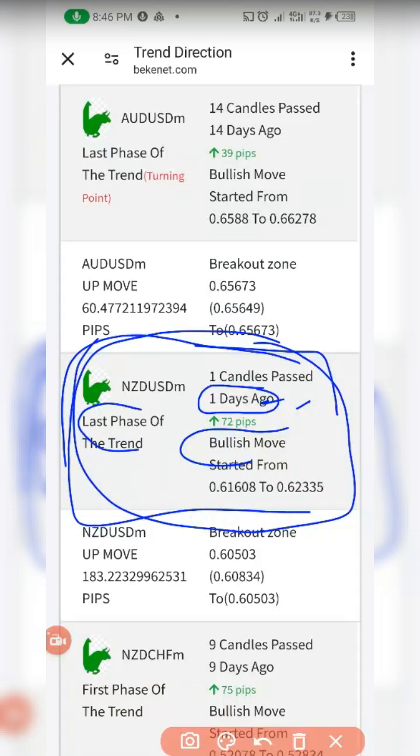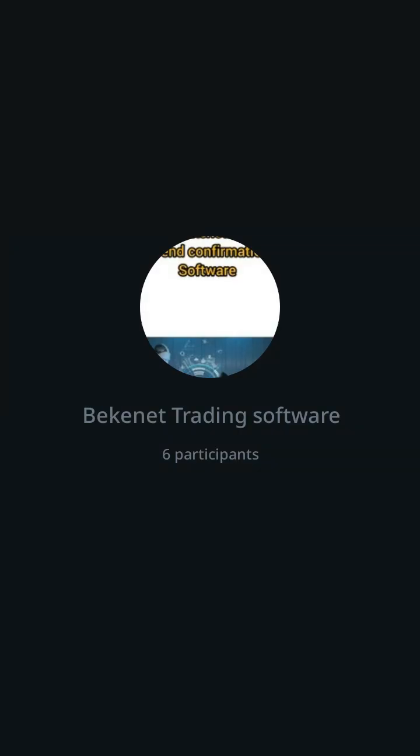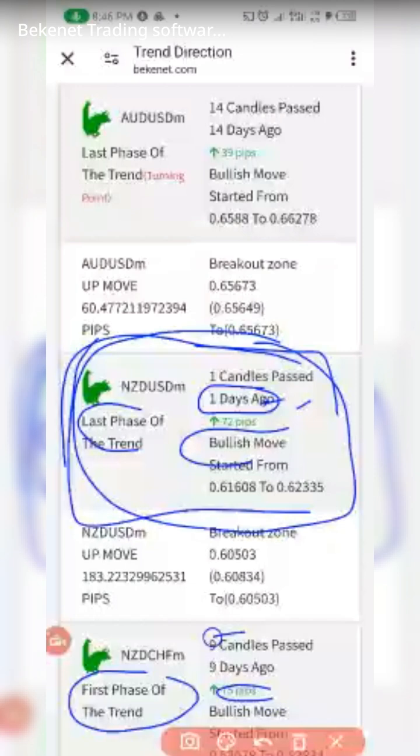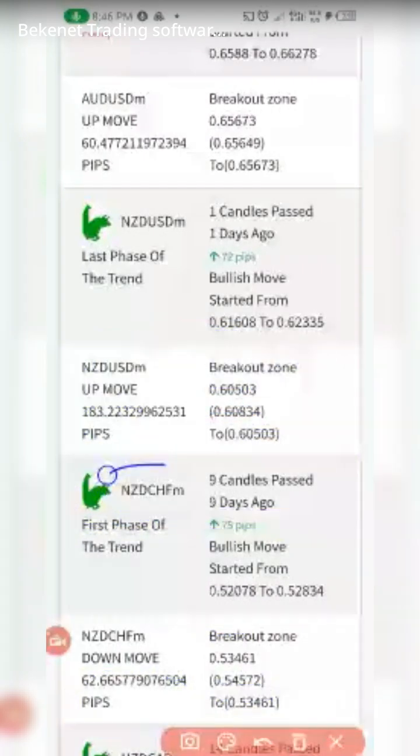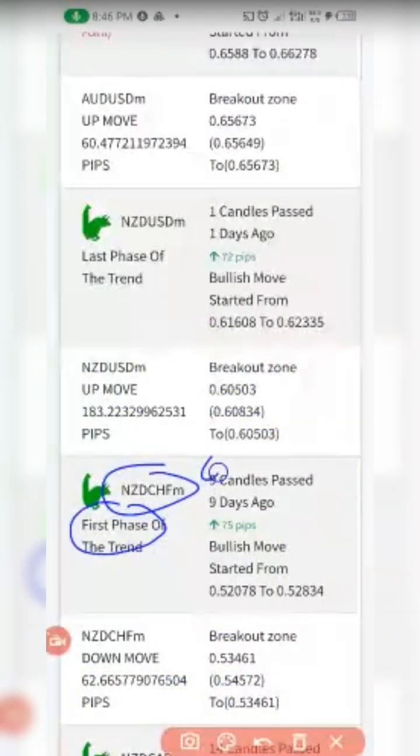But if you're seeing it as a first phase, you don't need to panic. Like this one as a first phase, it has done 75 pips, and it has done 9 days, meaning that it started 9 days ago. Let's use this New Zealand pair. It's still on its first phase, but it started 9 days ago. This is where it started from. If you calculate these pips and plot them on your chart, this price here is the current price. It has done 75 pips.